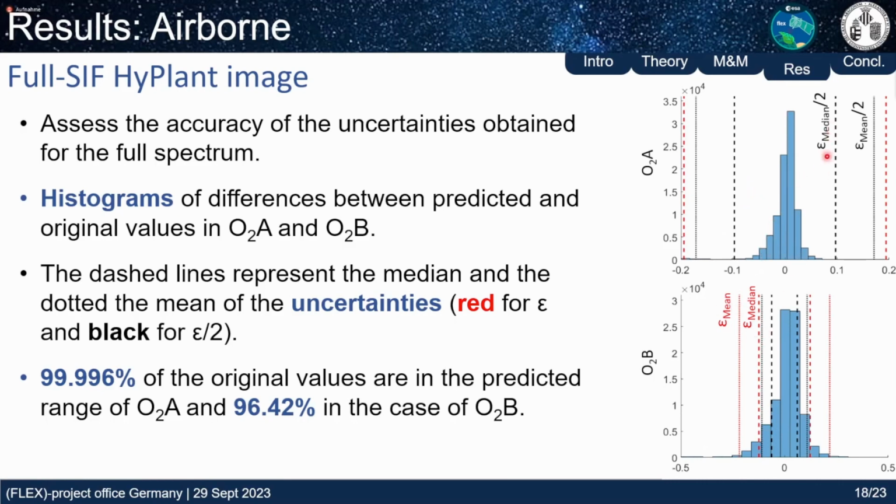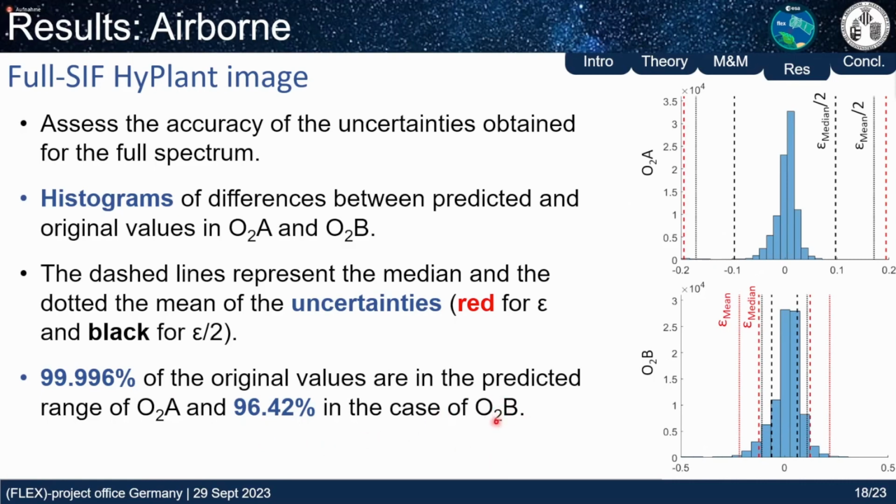We also obtained the median and mean divided by 2 because, in the case of oxygen B, it's true that there are some points outside, but in the case of oxygen A, practically all the points are inside the uncertainties. Every pixel has a different uncertainty, so we evaluated every pixel and we obtained that for the whole image, 99.996% of the original values are inside the predicted range of oxygen band A, and 96.42% of the values are inside the range of oxygen B.